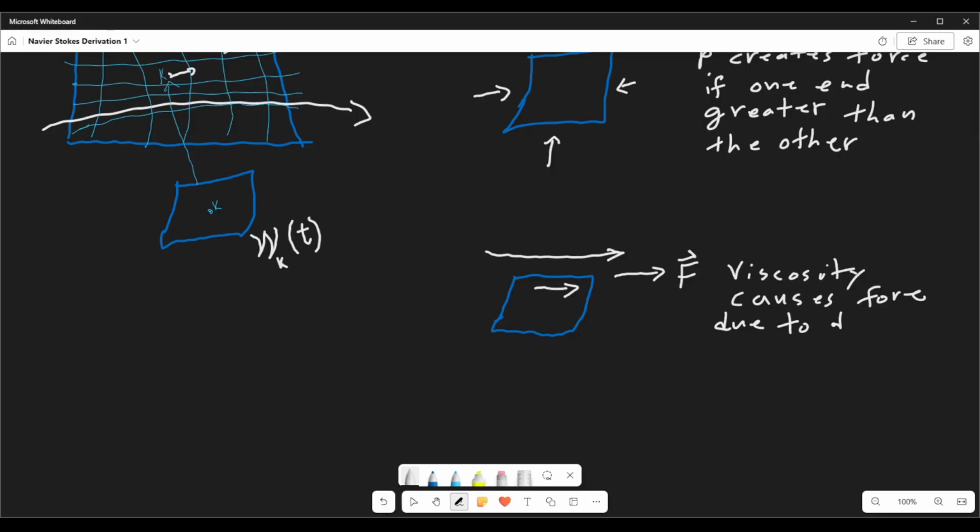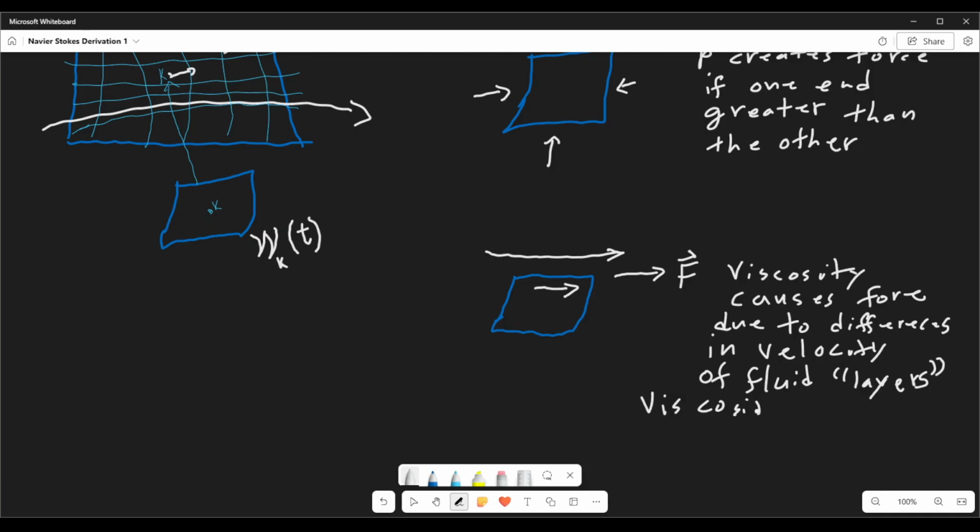So viscosity basically causes a force from differences in velocity. You could call it fluid layers, though that's not probably the most perfect term, but it's basically caused by a difference in velocity. Basically like a drag force.